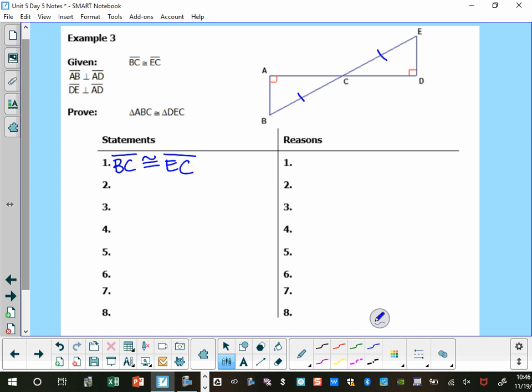Lulu, how do you know that? Because it's given. I have one of the givens. Angela, give me another given. AB is perpendicular to what? AD, and how do we know? It's given.